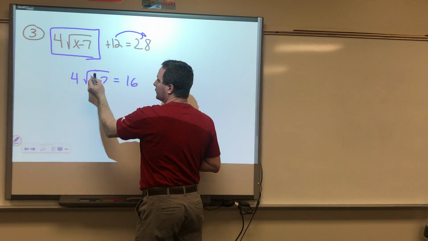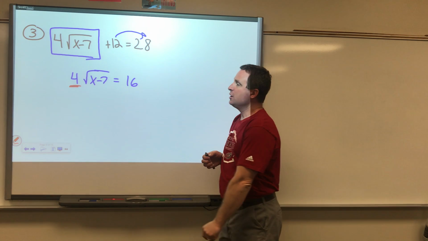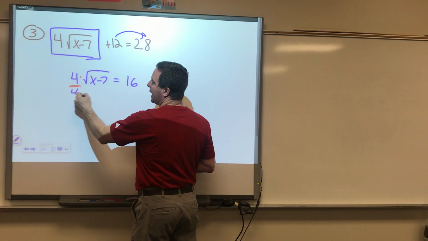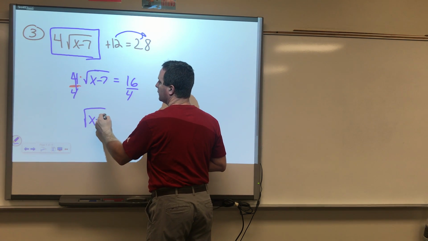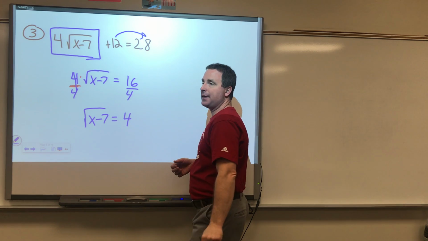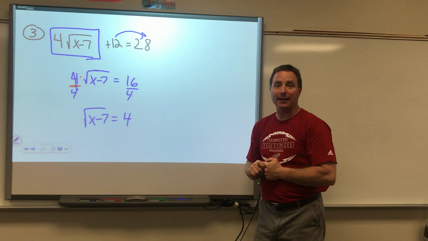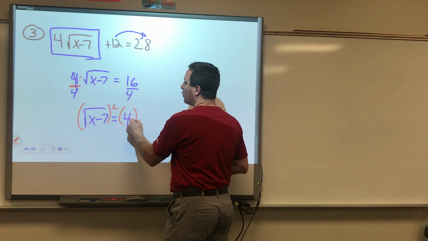Okay? So I got the radical term by itself, but now I have this 4 out in front. I don't want the 4 in front. What's the 4 doing to the radical? It's timesing the radical. So to get rid of times by 4, we divide by 4. Okay, they cancel out. 16 divided by 4 is 4. Now we have that radical all by itself, and now I can get rid of it by squaring.